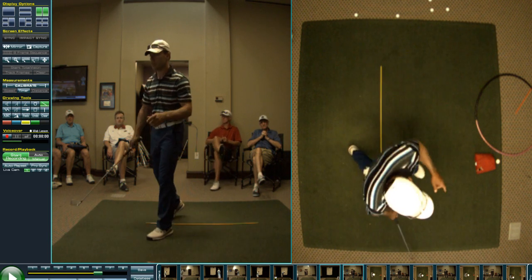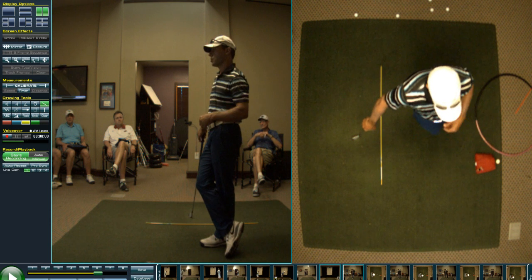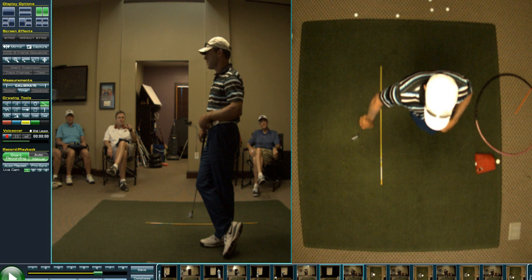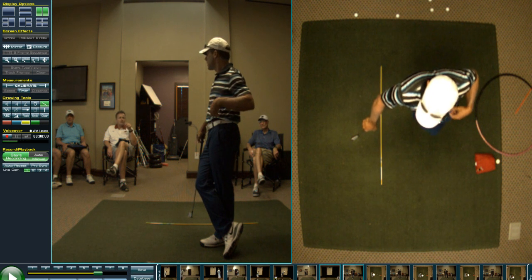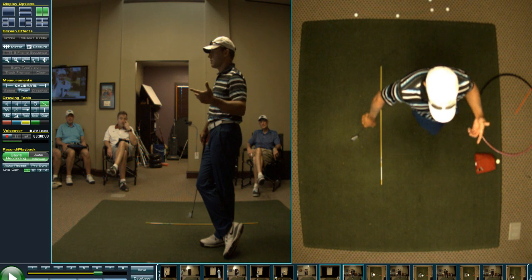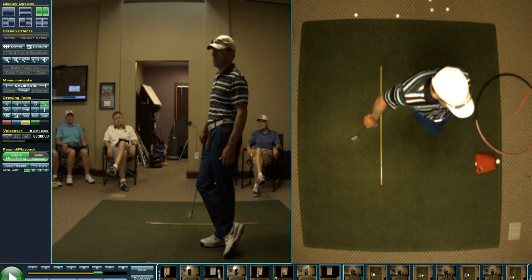So any quick questions here, when we summarize some of these points? I know it's a little disjointed, but any questions from today that you guys want to ask? Nothing? Of all those measurements, is there one more important than the other? They're all interrelated. I think attack angle is a critical one. Club path is obviously critical. Which one's your doozy? Face angle.